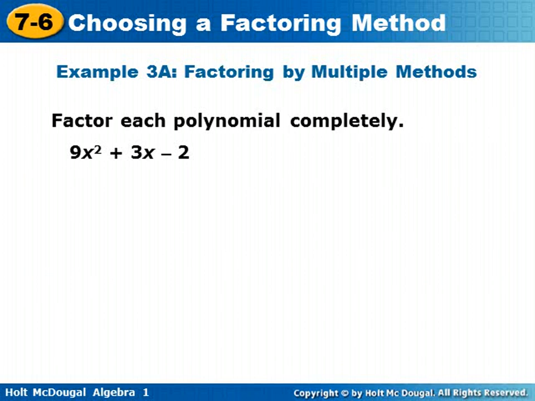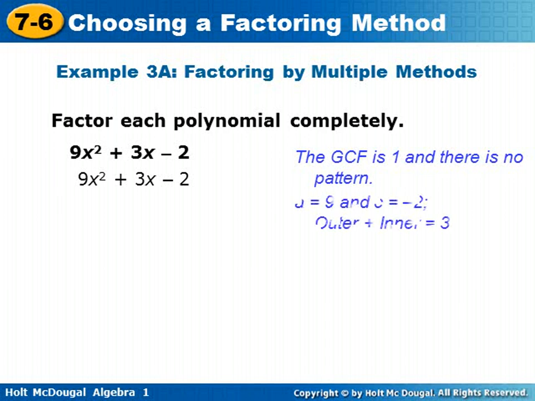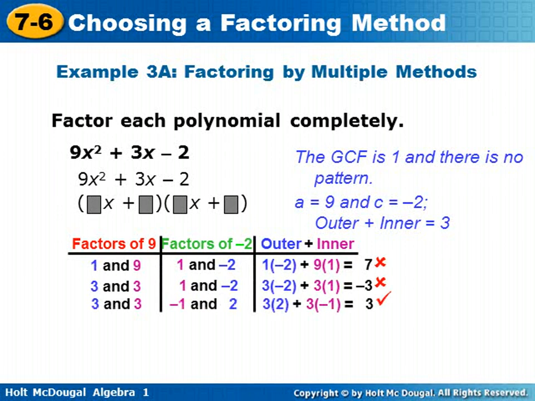To factor 9x squared plus 3x minus 2, the greatest common factor is 1, and there is no pattern. It's not a perfect square trinomial. So a is 9 and c is negative 2. Outer plus inner would have to equal 3. So some factors of 9 would be, if we chose 1 for the outer and 9 for the inner, and then factors of negative 2, 1 for the inner, negative 2 for the outer.